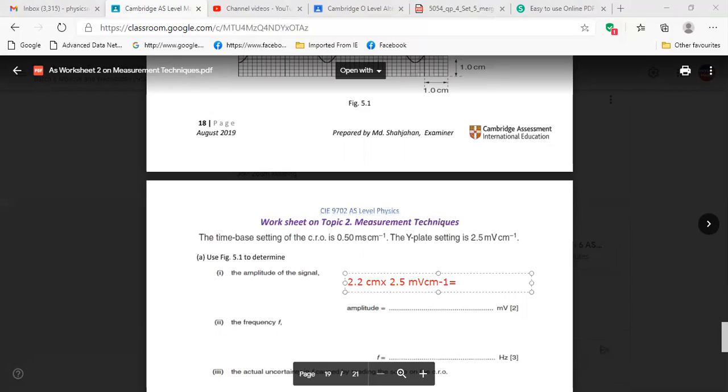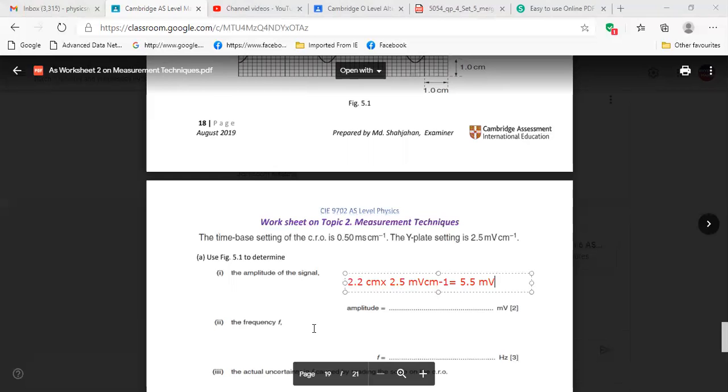Let me see, sir. Check how much it comes. 5.5, meter voltmeter, I guess. 5.5 millivolt, right? Yes, sir. Centimeter already cut. Then we have 5.5 millivolt. Now the frequency.